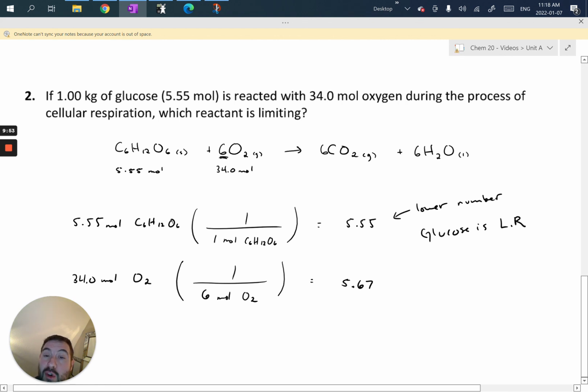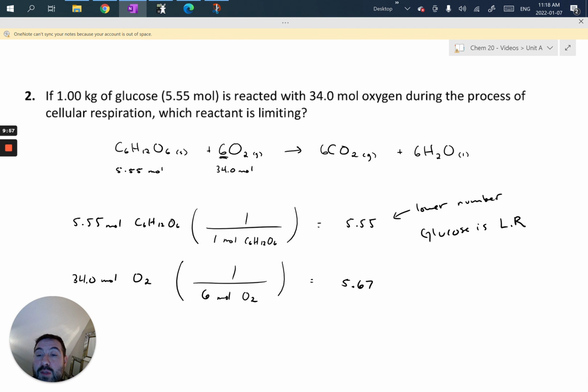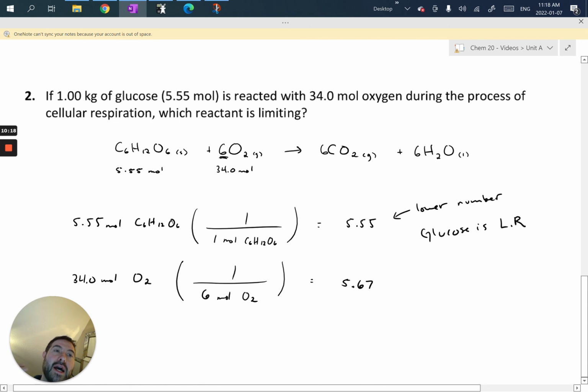Now, I could, from here, say, okay, I know glucose is my limiting reagent, how much carbon dioxide will be produced, or how much water will be produced. Or I could even say, well, how much oxygen are you actually going to need? And I could ask you how much oxygen is going to be left over. And so there's a lot of different ways that we could go with this. That's the basic. I'm going to make a more advanced video for the next one.